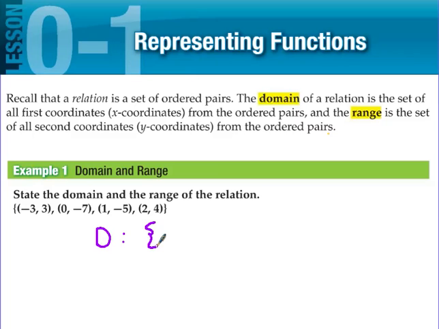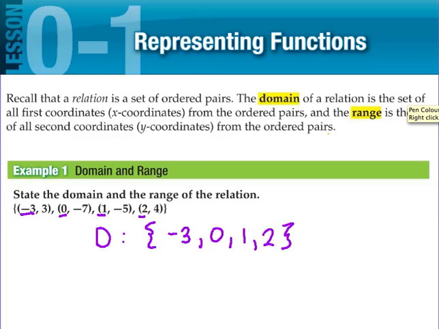So let's look up here. What did it say the domain was? Set of all first coordinates. The set of all first coordinates are the x's. So here's the first coordinate. So that's in the domain. What would another one be? 0. What's the other one? 1 and 2. That is your domain.